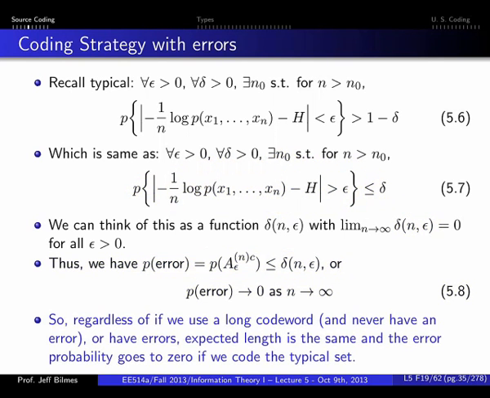So what this means is that regardless of whether or not we use a long code word and never have an error, or just don't even bother with the long code words and then experience error, the expected length is going to be the same.